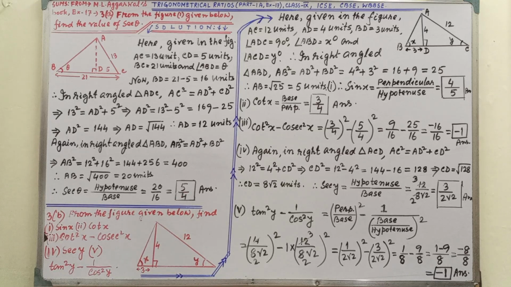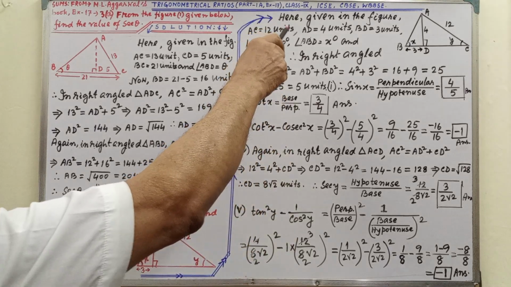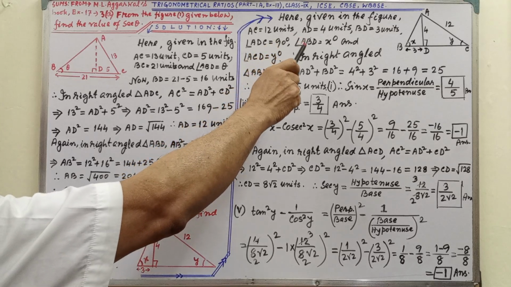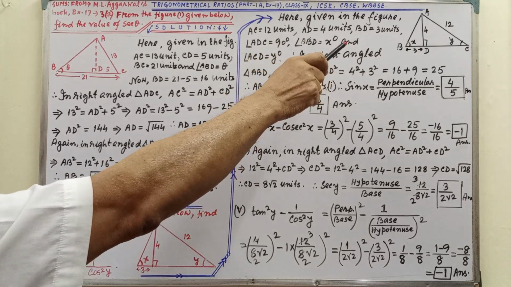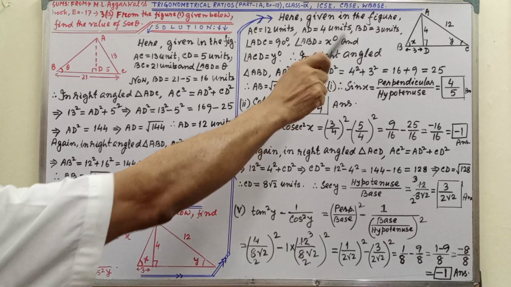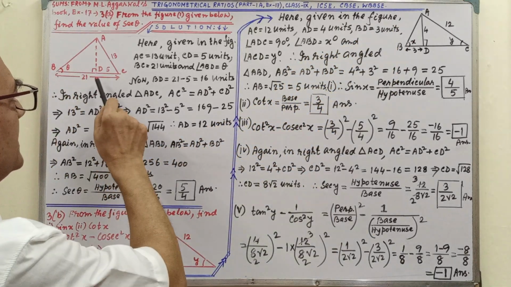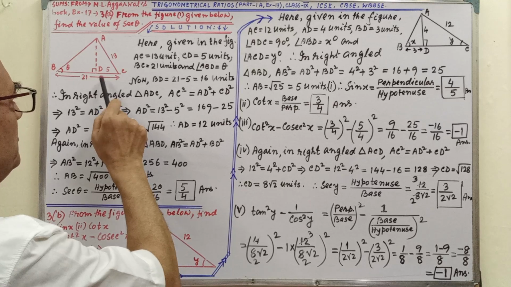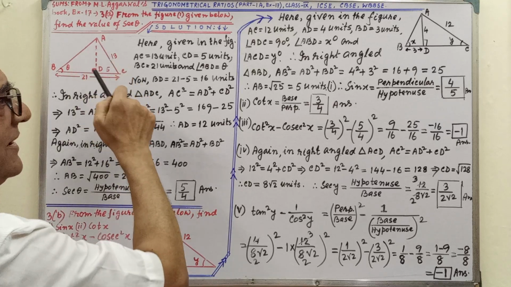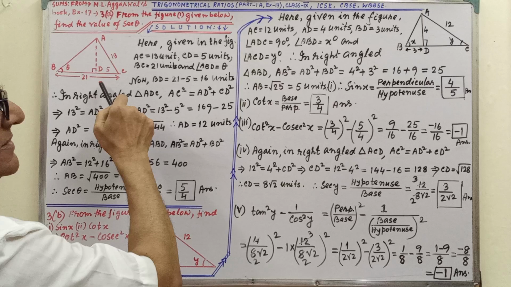Next sum, 3B. From the figure given below, the sum is written here clearly and you will get it in your book also. Now pay your attention on the solution. The figure, the diagram you have to draw. Like here I have not drawn it because the diagram is given here, for the sake of pace.